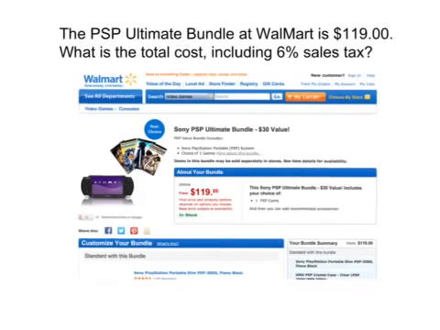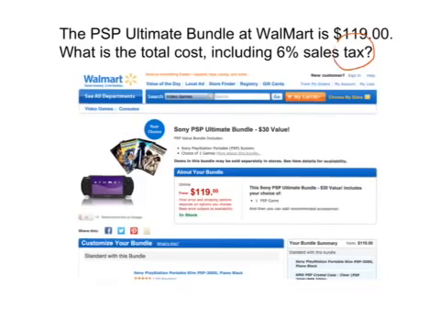Next question. The PSP Unlimited bundle at Walmart is $119. What is the total cost, including 6% sales tax? Again, some very important information in this problem.